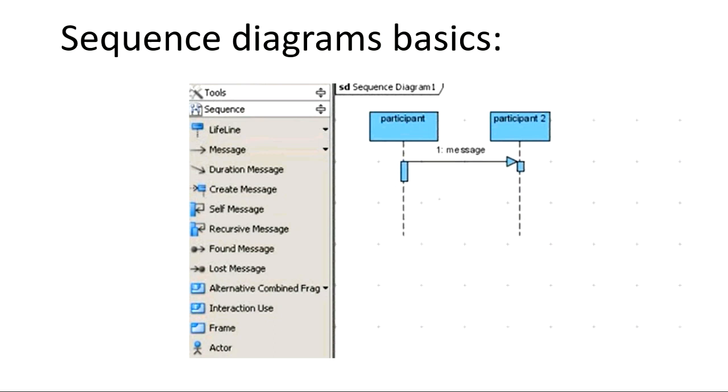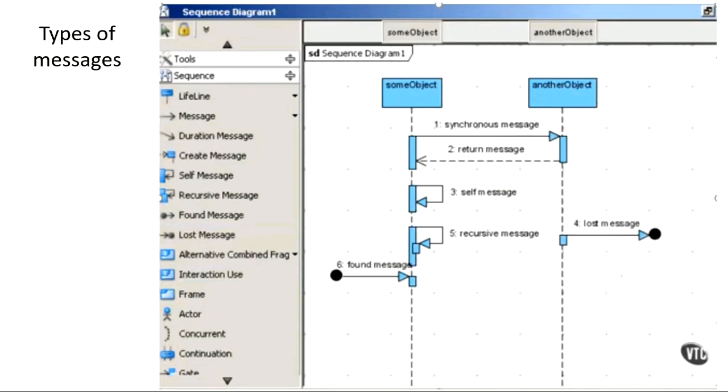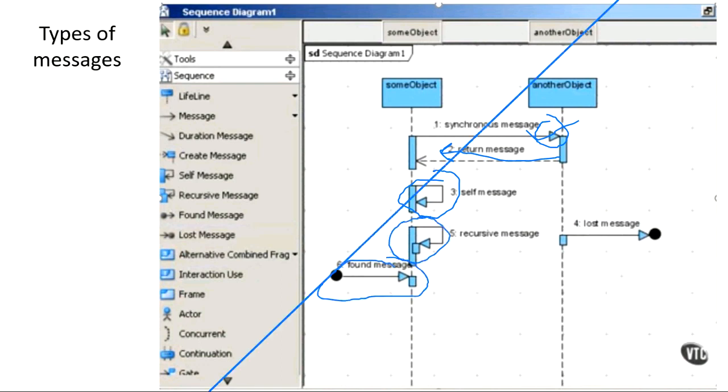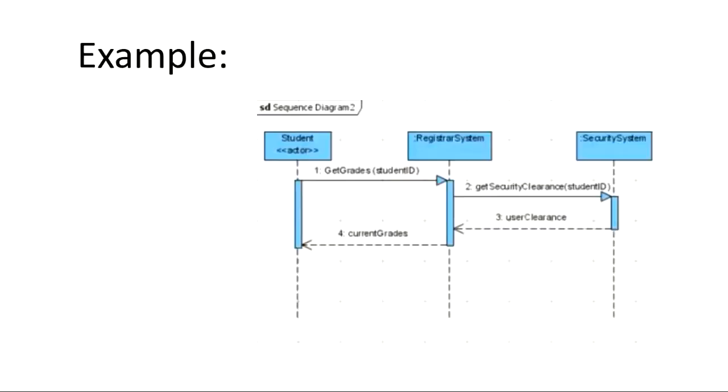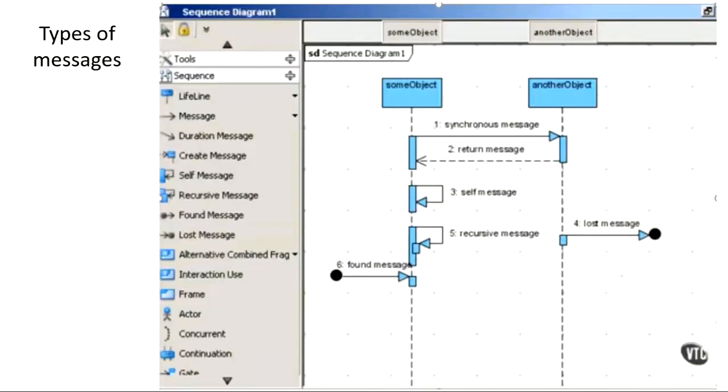Then you have seen different kinds of messages, right? Synchronous messages expect a return message. Means whenever you send a synchronous message, you are expecting a reply from the receiver. Then these are the examples of self messages. Then these are your recursive messages. Fine. Then if someone has sent you a message but you don't know who has sent it, that is known as a found message. Okay. And if you send a message to someone and it gets lost midway, it is known as a lost message.